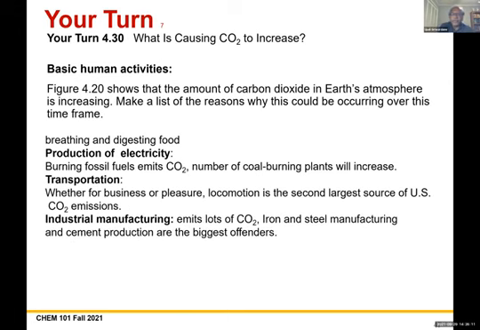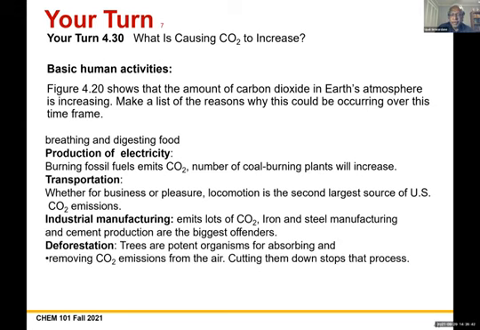Industry produces iron from iron oxide. They use carbon to burn iron oxide, converting iron oxide with carbon into carbon dioxide and iron. Steel manufacturing, and cement also, emit a lot of carbon dioxide when they burn calcium carbonate to produce cement.